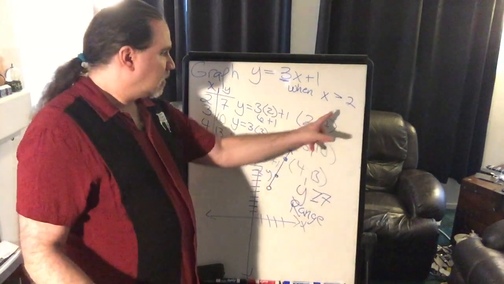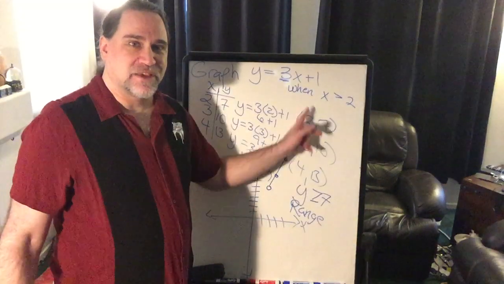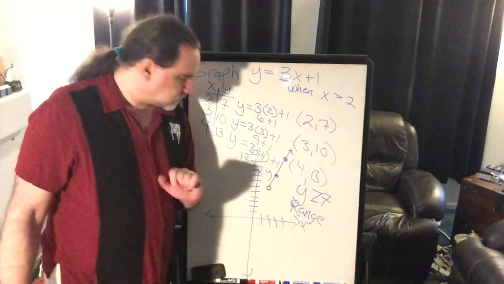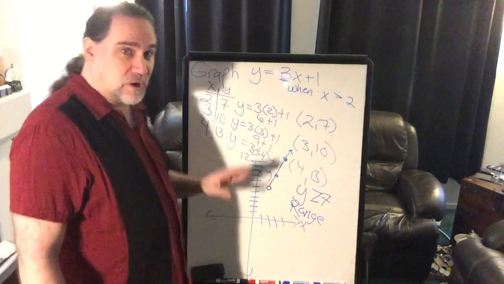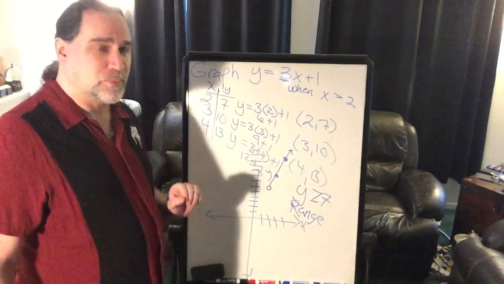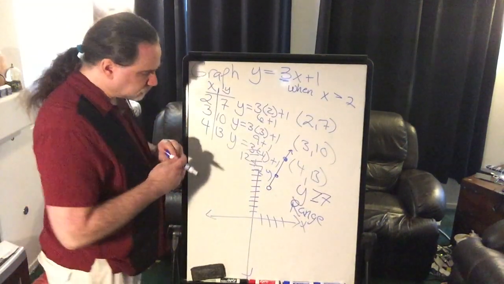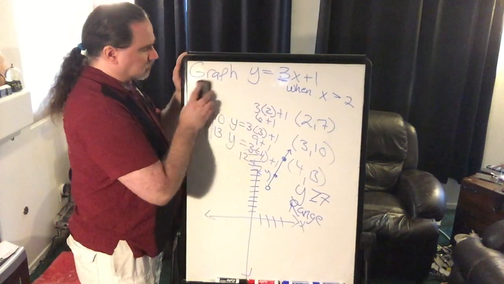Okay? But if it's equal to, I'd shade that in. If it's not equal to, my starting point is an open dot. All the other dots are solid, but the starting dot is an open dot. Okay? So let's look at one more example.